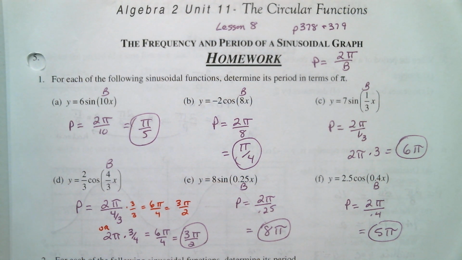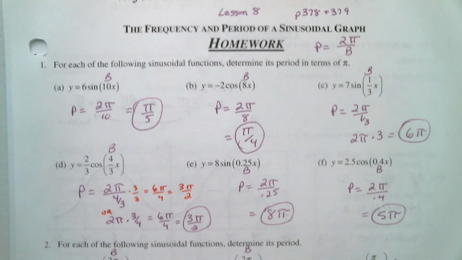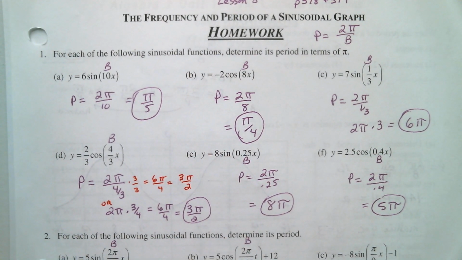This is the homework answers to pages 378 and 379. Number 1, A, pi over 5 is the period. B, pi over 4. C, 6 pi. D, 3 pi over 2.